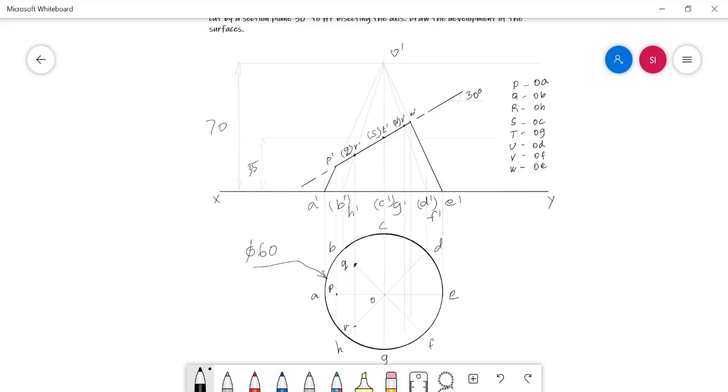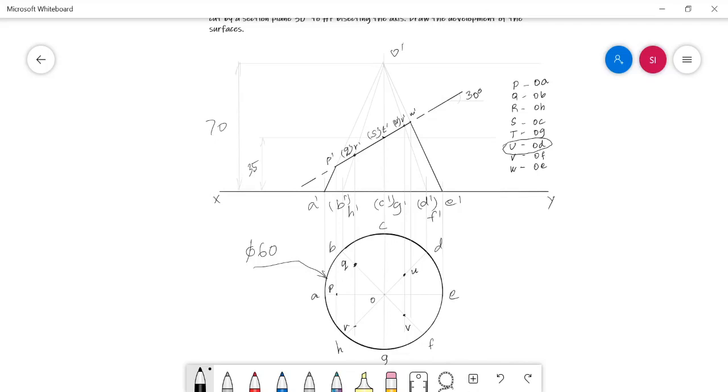In the same way, this projector is holding the cut points U and V. Whenever this projector intersects with the slant generators OD and OF, I need to mark the cut points U and V in the top view. So here it is intersecting with OD. So in the OD, the cut point you need to mark is U. So I can mark the cut point U here, and it's intersecting with OF in this point. I need to mark the cut point V.